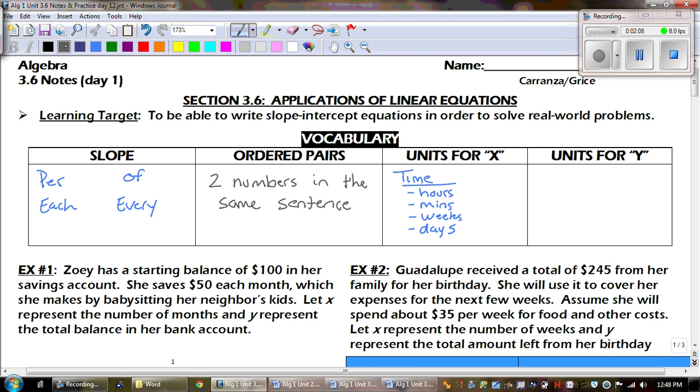Okay, and then the units for y. Mostly today, I think we're talking about money. But the key thing is they're things, okay? And these things depend on what the x is, okay? So we've got to pay real close attention.